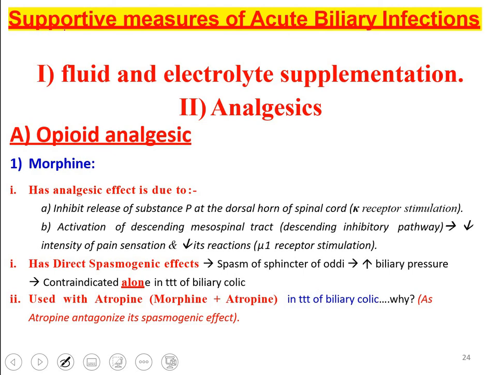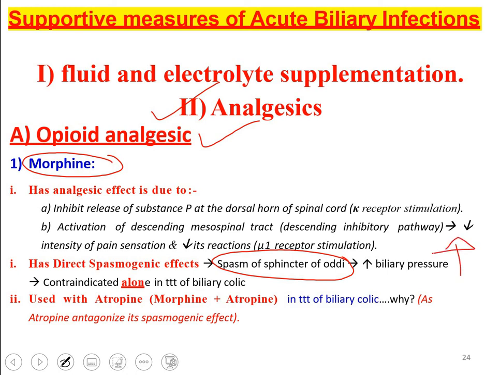You have to go ahead with fluid and electrolyte supplementation, and take care of the patient's hydration, as there may be severe nausea and vomiting, and antiemetic drugs may be given. Analgesics may be given. Remember, narcotic analgesics will work, as conventional analgesics will not. But amongst the narcotic analgesics, morphine produces spasm of the sphincter of Oddi, which increases the pressure of the bile and can aggravate the situation.